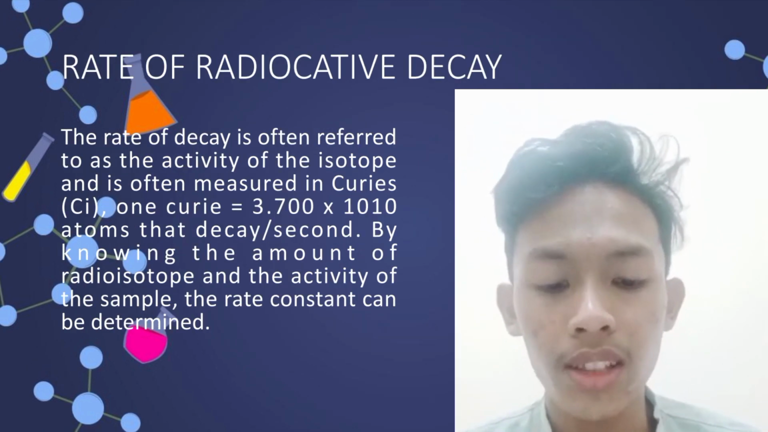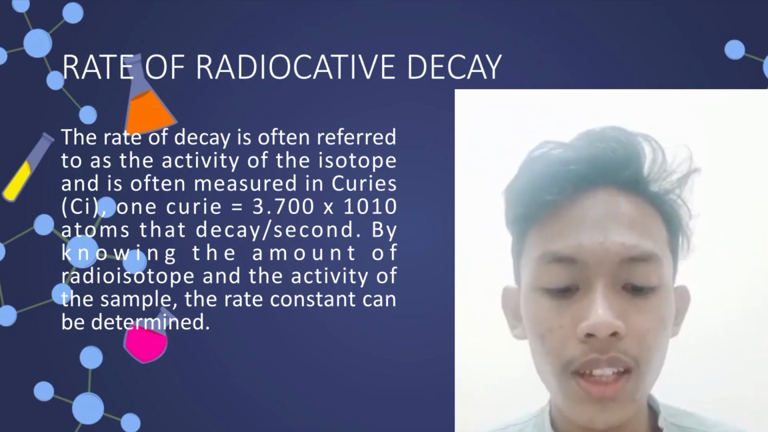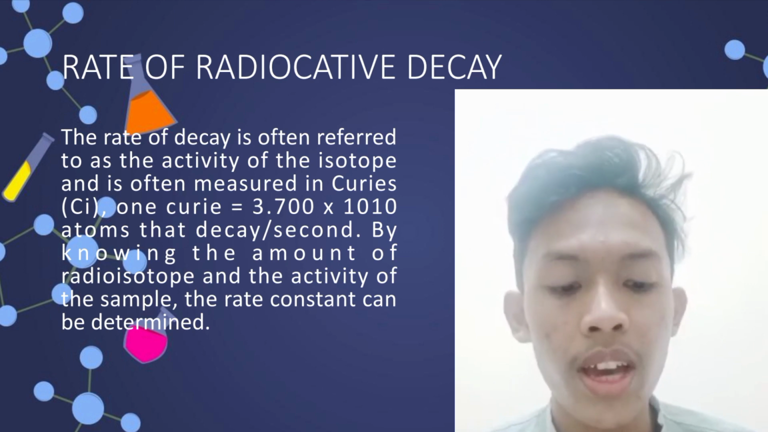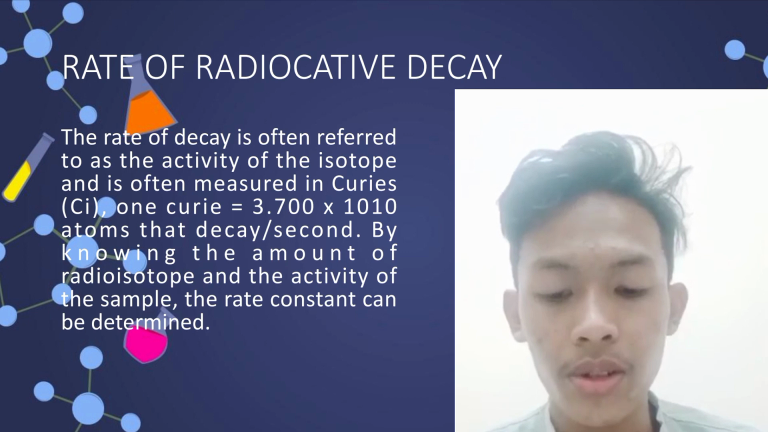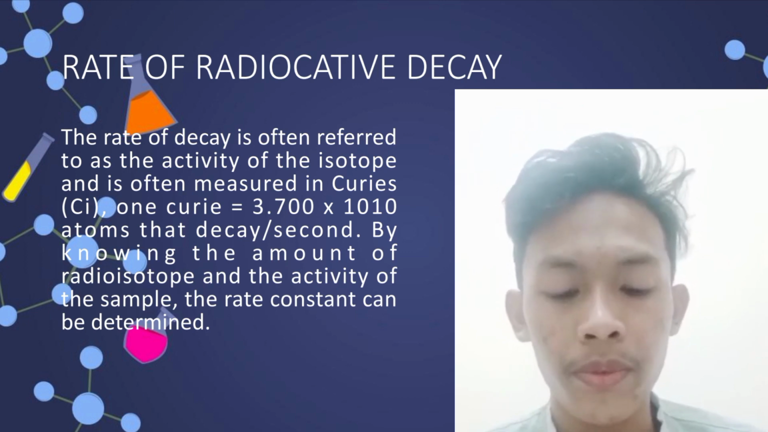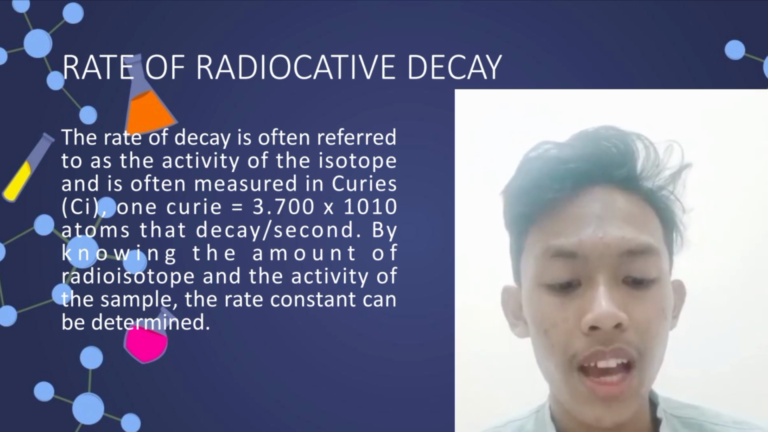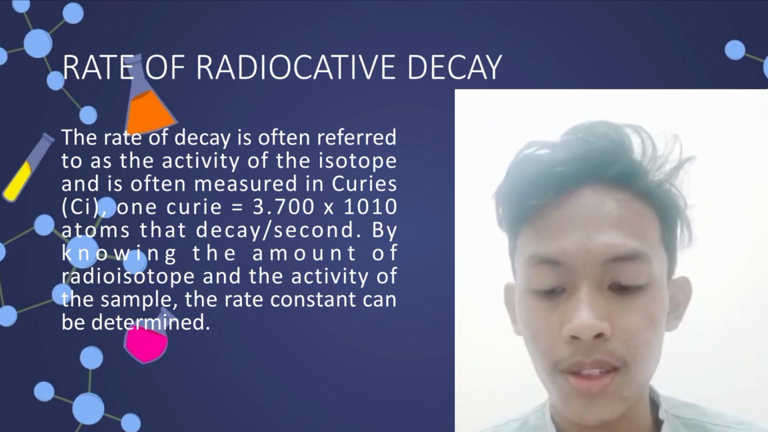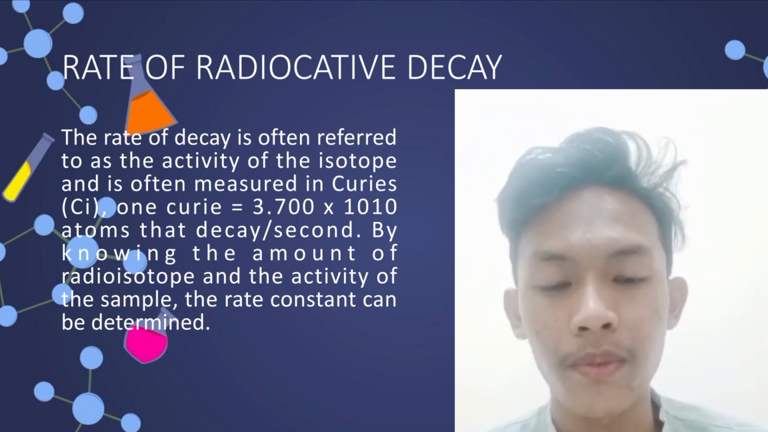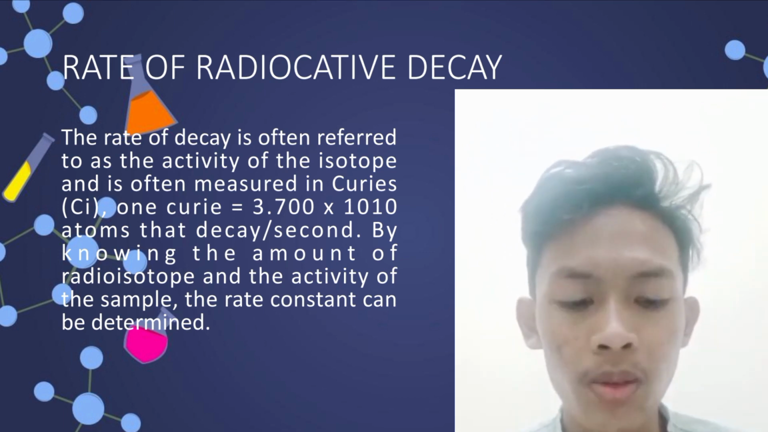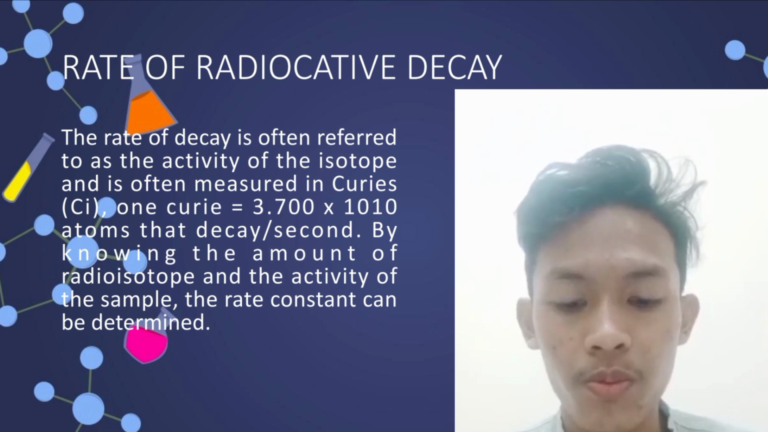Rate of radioactive decay. The rate of decay is often referred to as the activity of the isotope and is often measured in curies. 1 curie equals 3.700 times 10^10 atoms that decay per second. Knowing the amount of radioisotope and the activity of the sample.